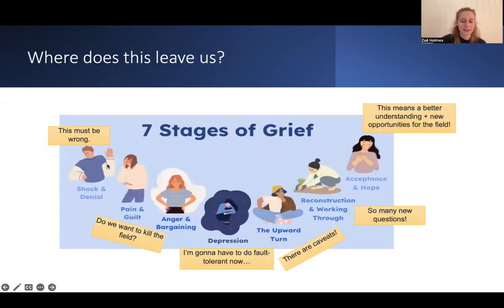Okay, so I don't know how many of you are actually interested in VQAs, but we certainly went on a sort of emotional roller coaster as we discussed this work. We initially thought it had to be wrong, then questioned whether we were trying to kill our field and get us out of jobs. We then started thinking maybe we'd have to do fault-tolerant algorithms now. Then we realized there are an absolute ton of caveats to our arguments, and that actually raises loads of new questions. We now feel pretty comfortable and happy with it because we think we've got a better understanding of how things lie and see lots of new opportunities for research directions.